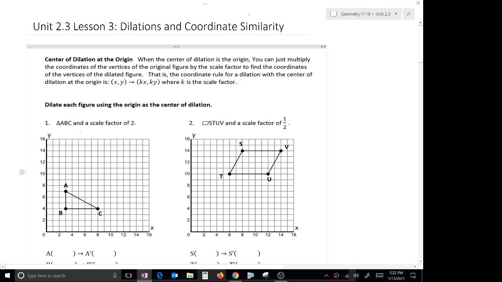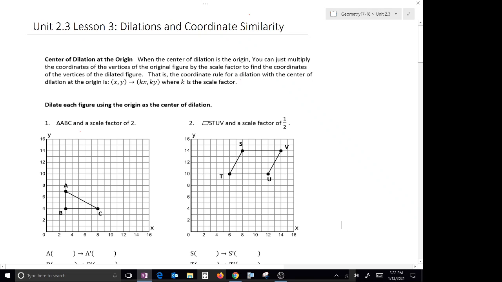Okay, so we are going to only focus on dilations that have a center at the origin. And what a dilation means, we have our previous transformations of translation, reflection, and rotation. Those are all known as rigid transformations. A dilation is a non-rigid transformation, meaning that it changes size, but it does not change shape. So basically, it takes a shape and makes it smaller or larger.